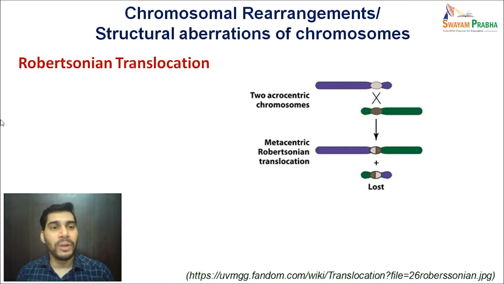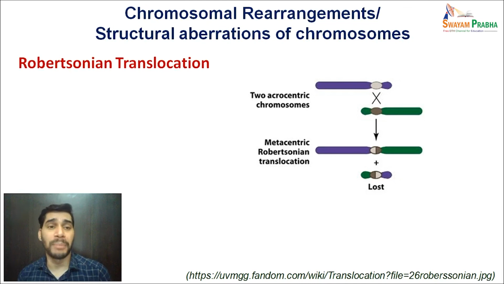Then there is something called Robertsonian translocation. In Robertsonian translocation, let's say there are two acrocentric chromosomes. So here this is one acrocentric chromosome and there is another acrocentric chromosome, and if there is a translocation taking place between the two, the result can be that the larger arm of this chromosome gets attached with the larger arm of this chromosome. So it gives rise to a large metacentric chromosome here, and the smaller arms of these two chromosomes join together to form a very small chromosome, which ultimately gets lost.